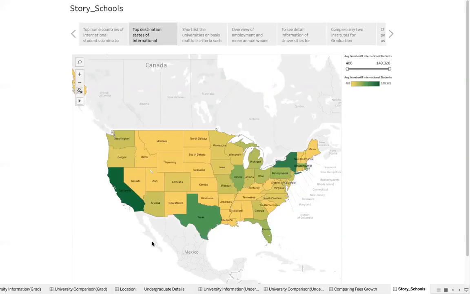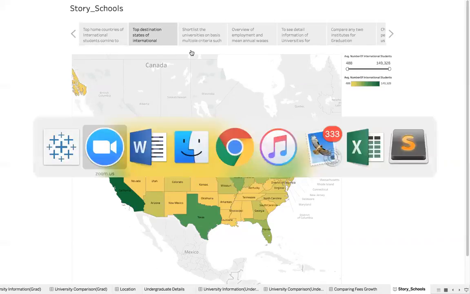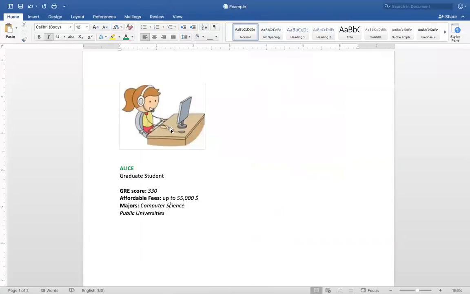Now, in order to get a clear picture of how helpful our analysis is, let us consider one example. For example, there is a student named Alice, and she is looking to pursue a master's as a graduate student in the United States. Her GRE score is 330 out of 340, and she can afford fees up to 55,000, and she wants to pursue her master's in computer science, and she's looking for some public universities.